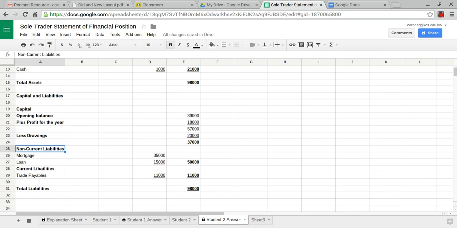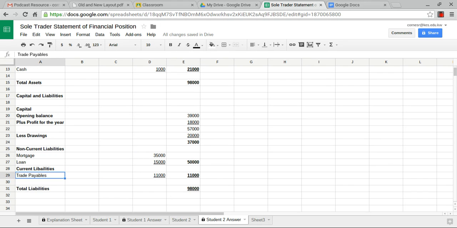We then do the non-current liabilities, so that's the second longest lasting investment in the business, and they're loans that are going to be paid in more than 1 year. In this case, we've got two worth 50,000. One's a mortgage, remember that's normally associated with buying a property.